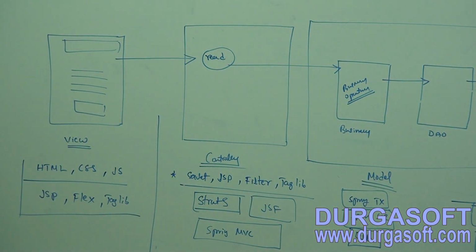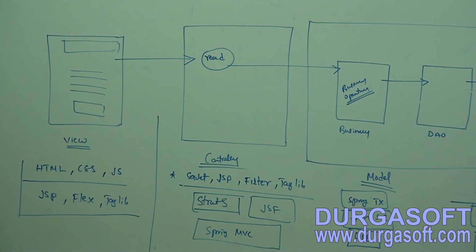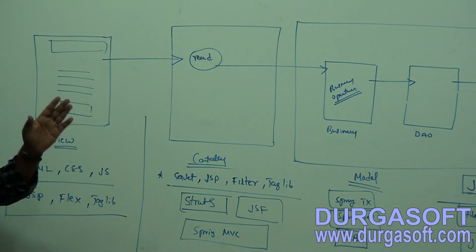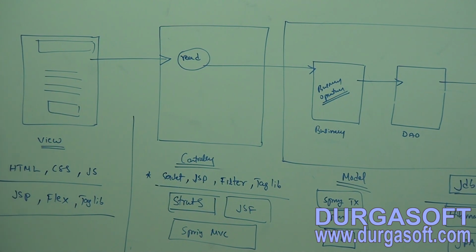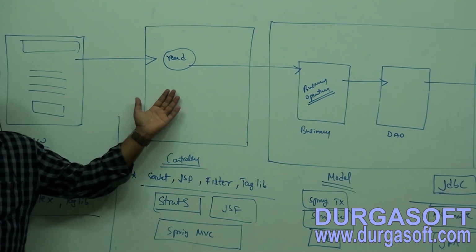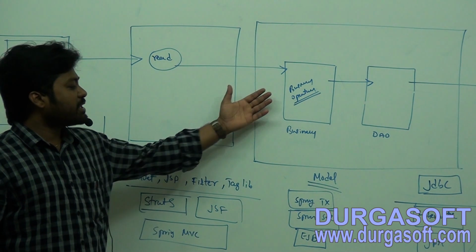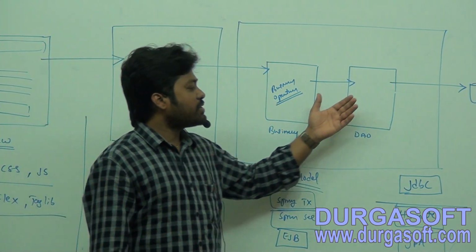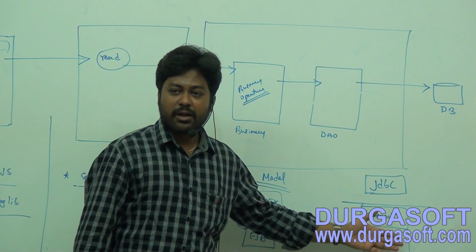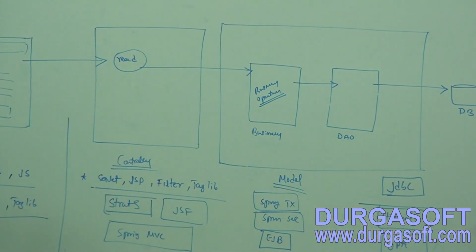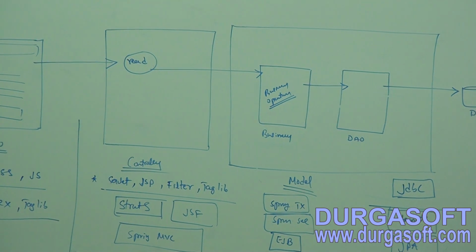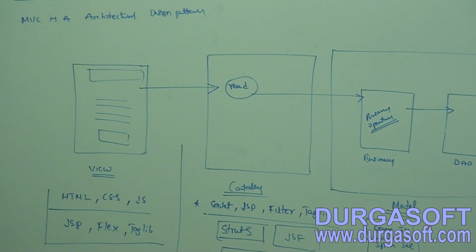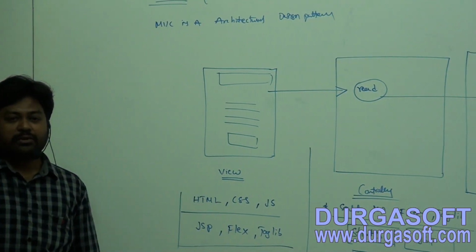So finally, for building a complete MVC application, what do we require? On the presentation layer side, HTML is required. Coming to the controller part, servlets are required. Coming to the business part, EJBs or Spring are required. And coming to the DAO part, JDBC or any other ORM tools are required. If you want to build a complete enterprise application, you may need to use these kinds of technologies.